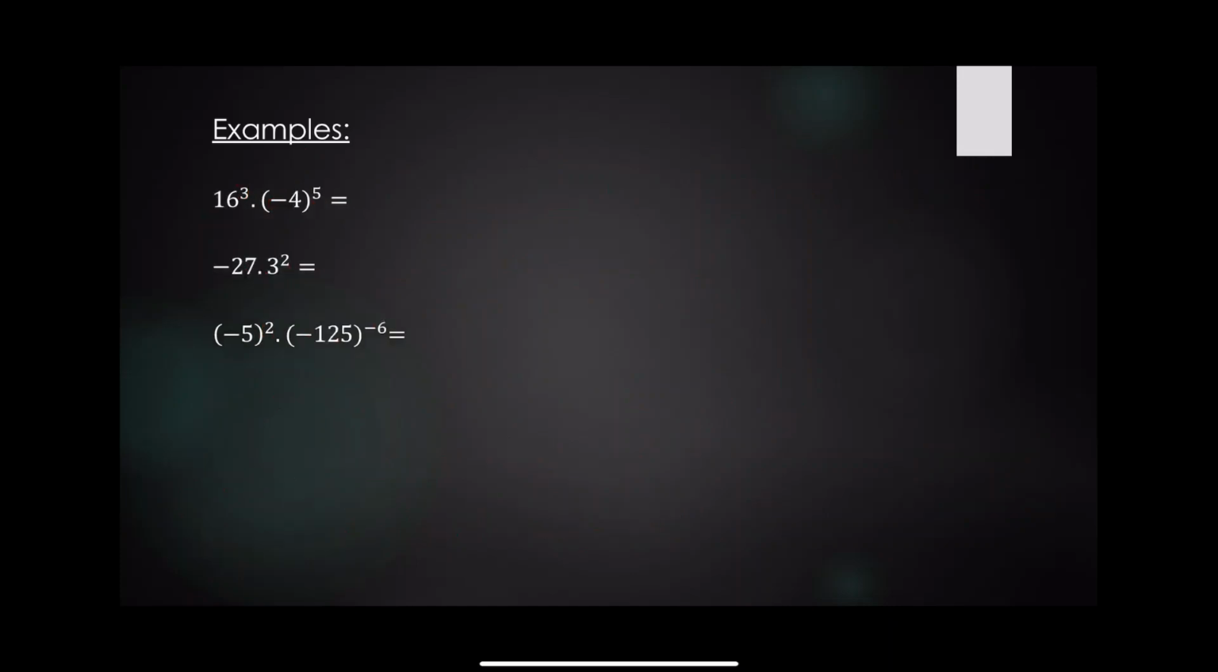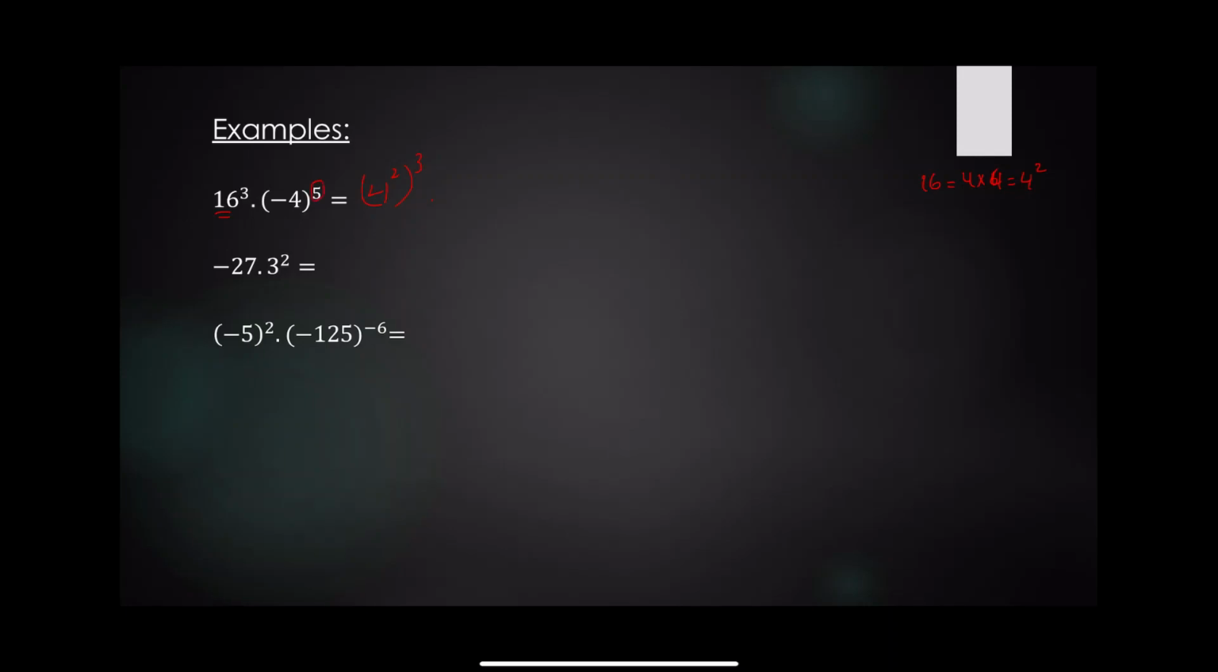16 to the power 3 times negative 4 to the power 5. First of all, can we write 16 in terms of 4? Forget the negative of 4. The other number is 4. Yes, we know that 16 equals 4 times 4, which is 4 to the power 2. So instead of writing 16, I'll write 4 to the power 2 raised to the power 3 times.